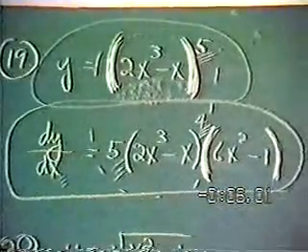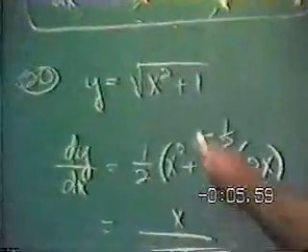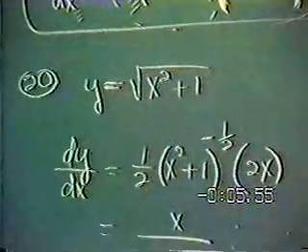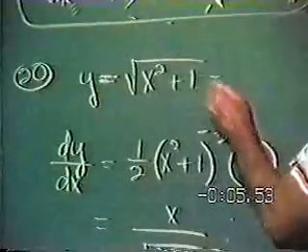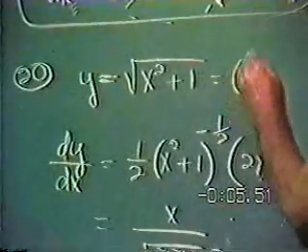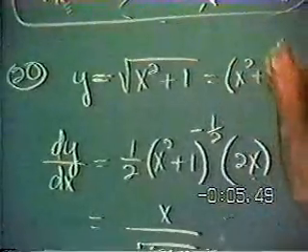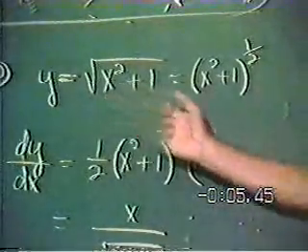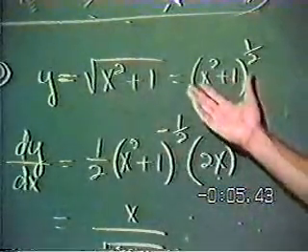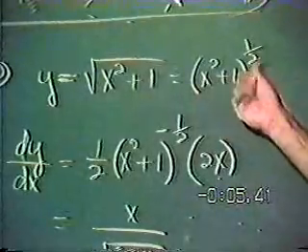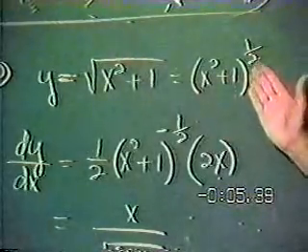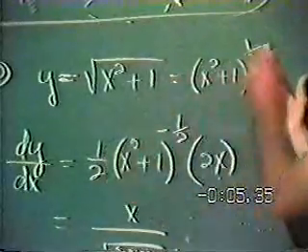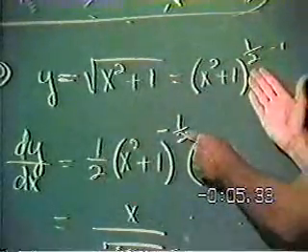All right, example 20. We have y is equal to the square root of x squared plus 1. Remembering the first thing we need to do is write that as x squared plus 1 to the 1/2 power. We don't have any rule for the square root, but if we write it as a parenthesis to a power, then we use the power rule, chain rule. The power rule is I move the 1/2 down, I subtract 1 from that, and I get a minus 1/2.